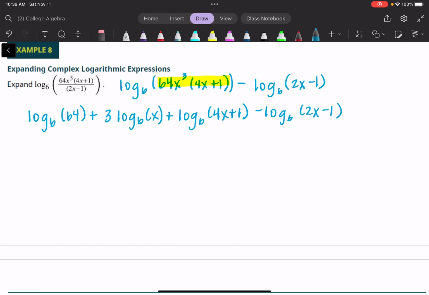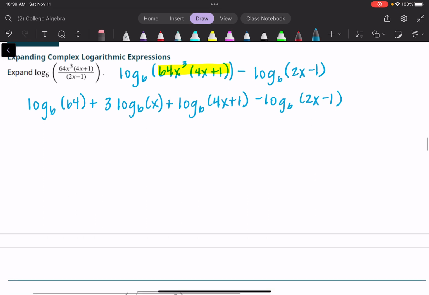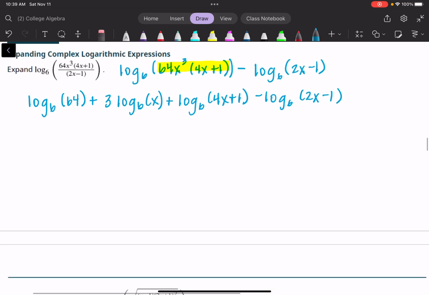So in general, I always do the quotients first and then apply the power and product. You can do those simultaneously, or if it's complicated, just do the powers first and then apply the product rule.